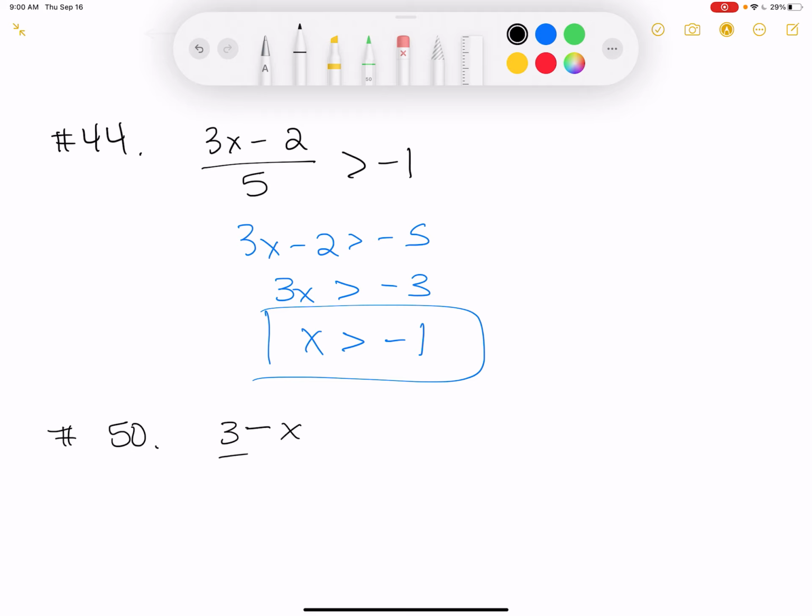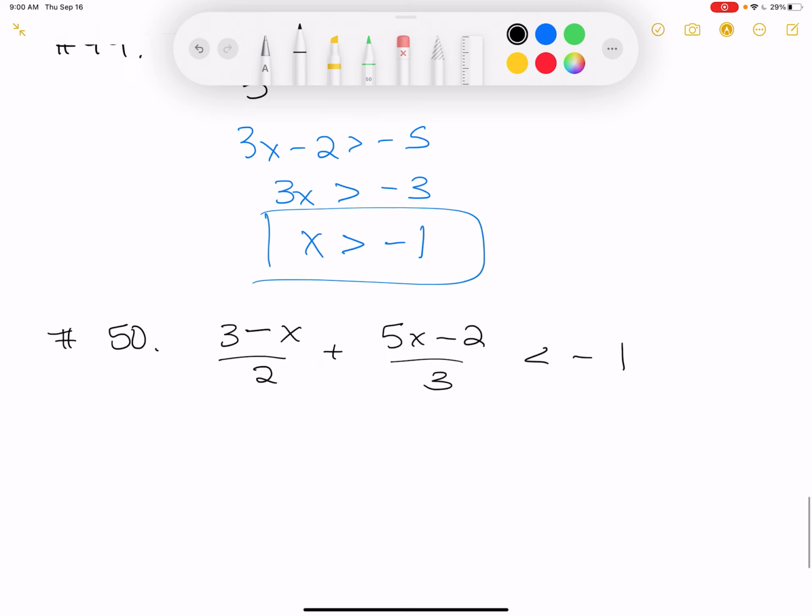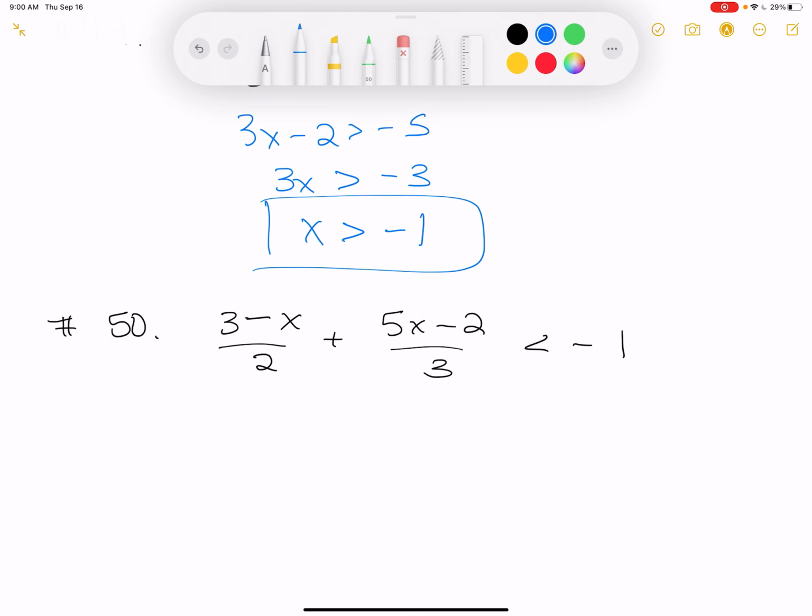3 minus x over 2 plus 5x minus 2 over 3 less than negative 1. Times it by 6 on both sides. Why don't you just times it by 6? Hold on, I just said that. Just multiply it by 6. Give me a minute. Okay, I'm not writing it down, I'm not talking to you anymore.